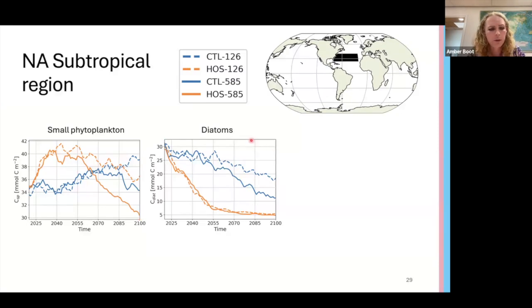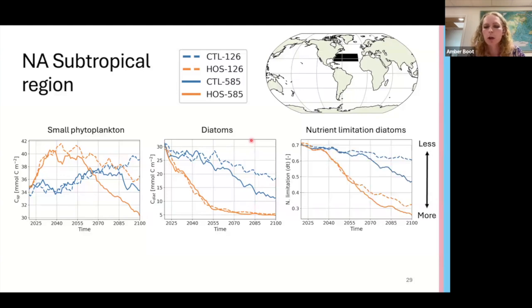An important driver in this region is the change in nutrient limitation in diatoms. Basically, the concentration of nutrients decreases in this region, and this causes the main response we see here in the diatoms. This is the dominant thing that's happening here. As the diatoms decrease, the small phytoplankton group can profit from the space that's left over from the diatoms.